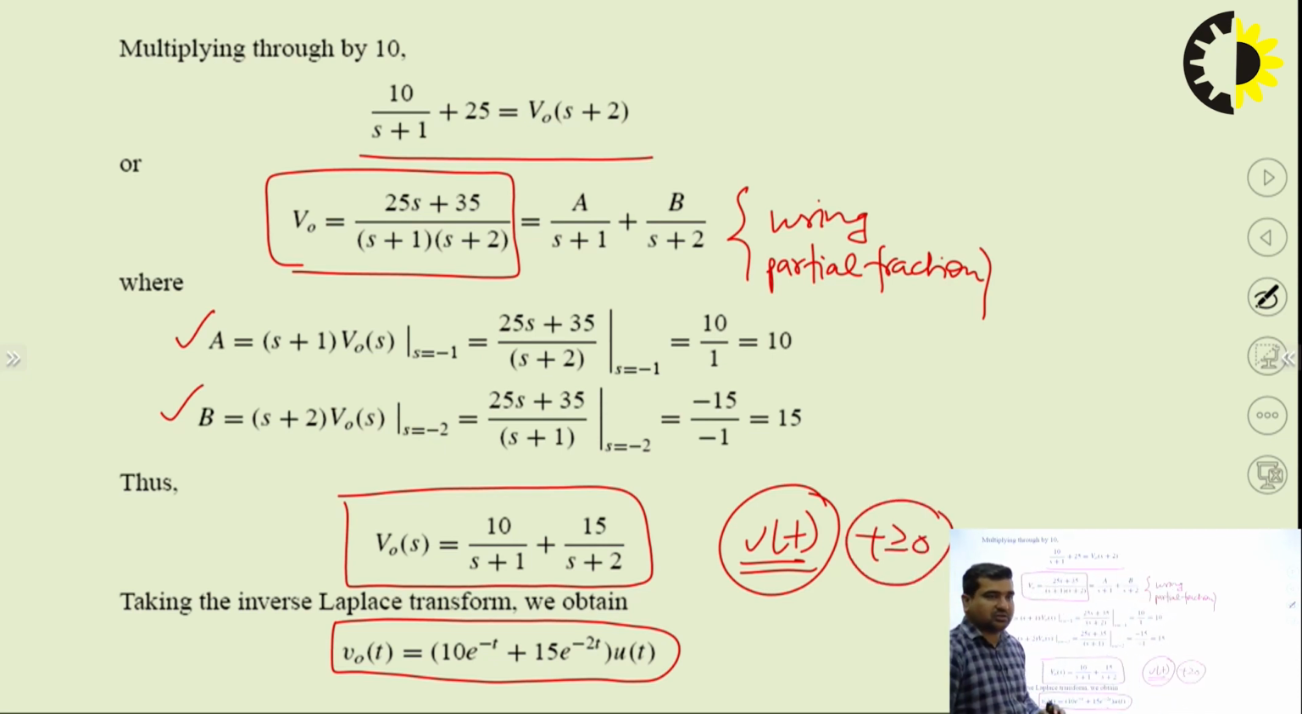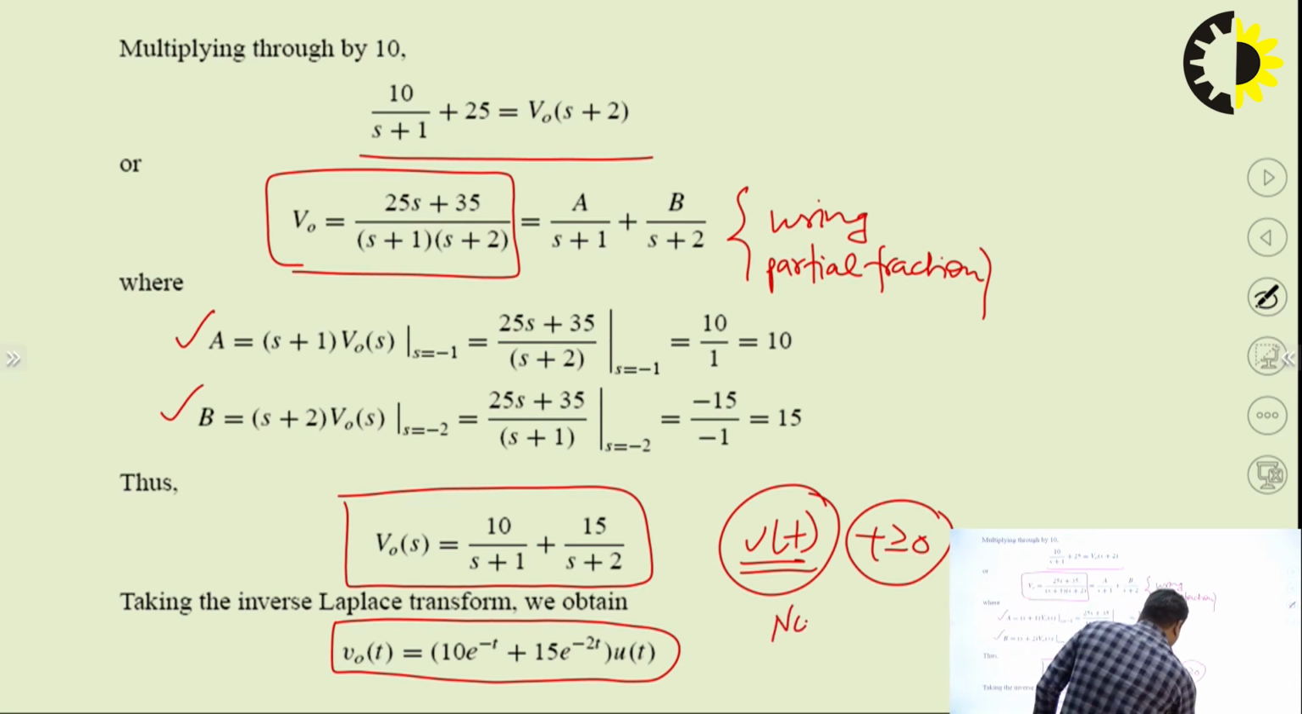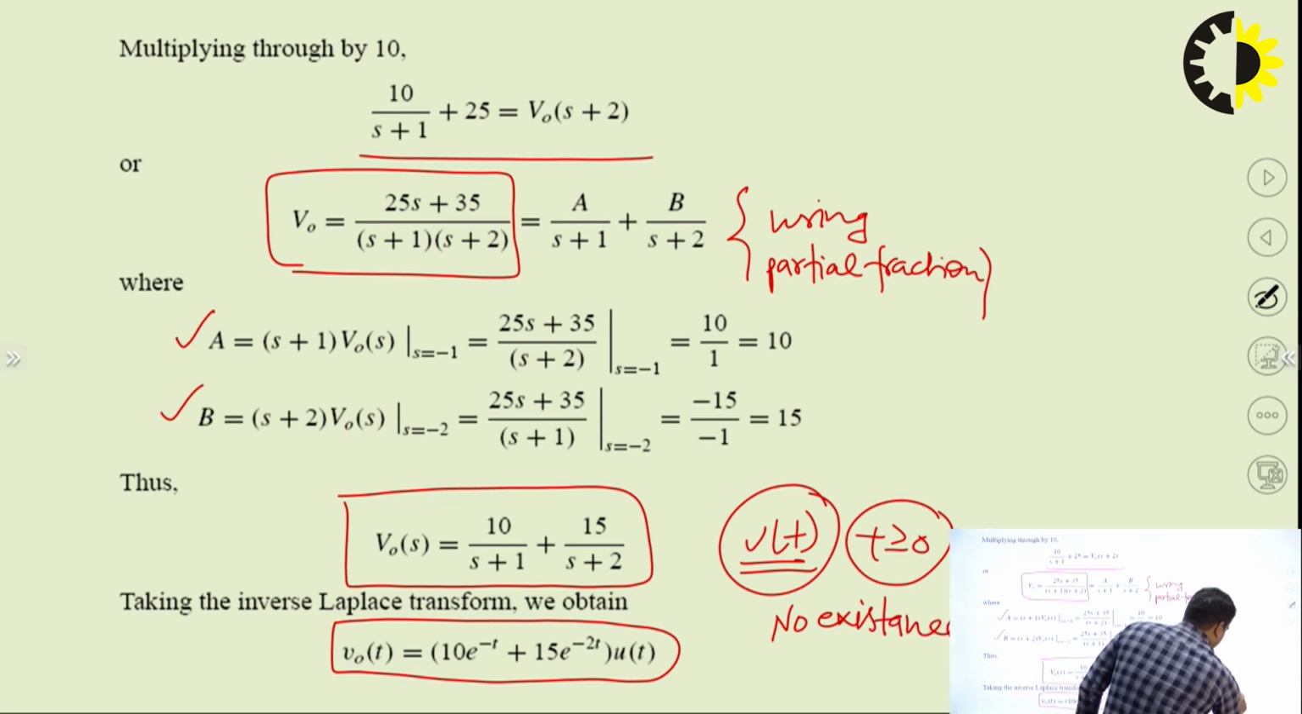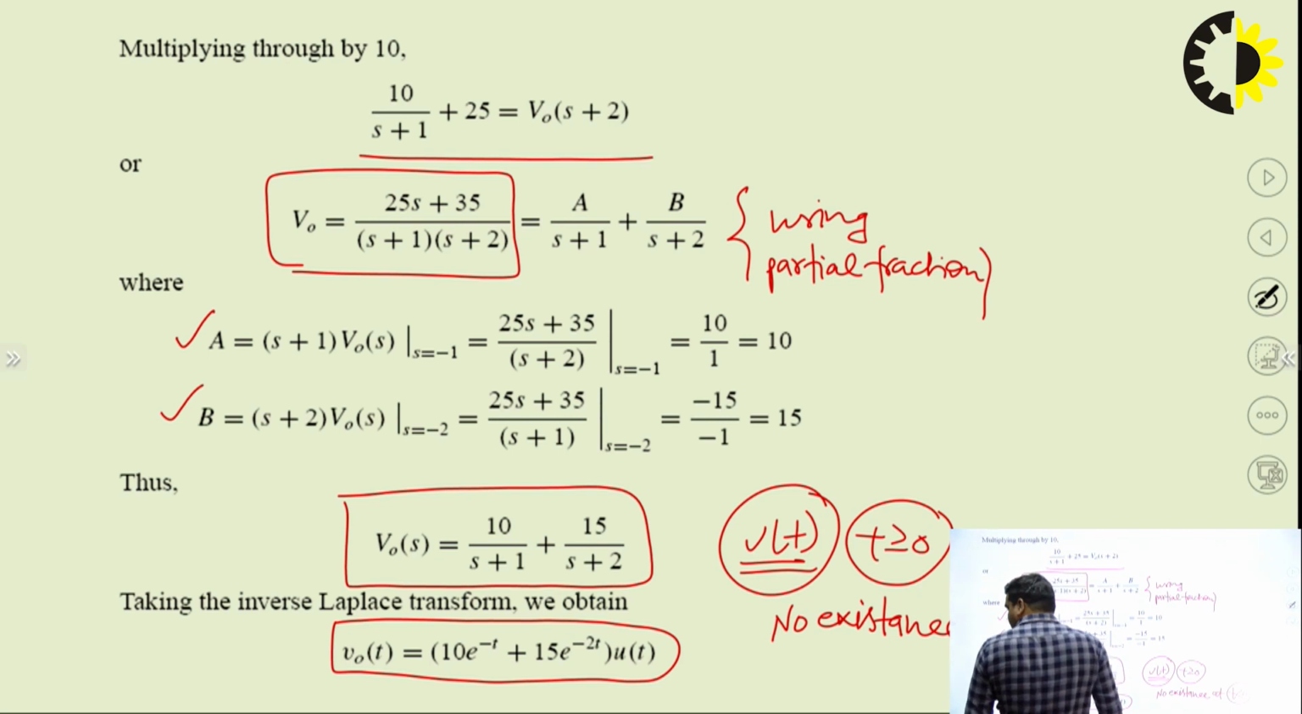There is no existence of the function at t less than 0, meaning at negative values there is no existence of that particular function.